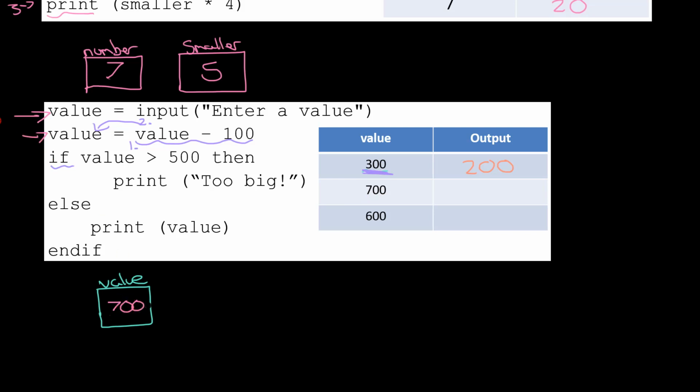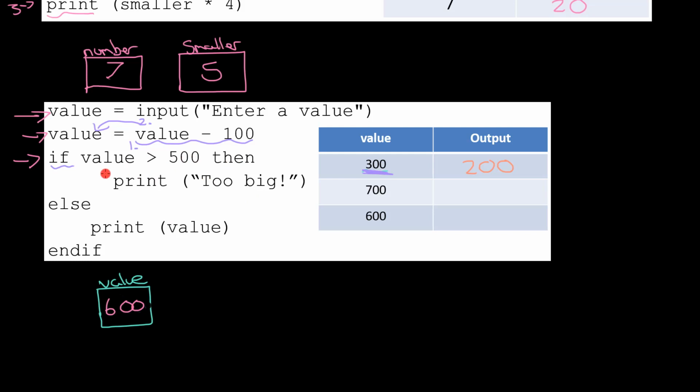Then this line of code next, value equals value minus 100. Well, we know that just basically means we're subtracting 100 from value now. So that is going to make that 600. Okay, next line. If value is greater than 500, then print too big.